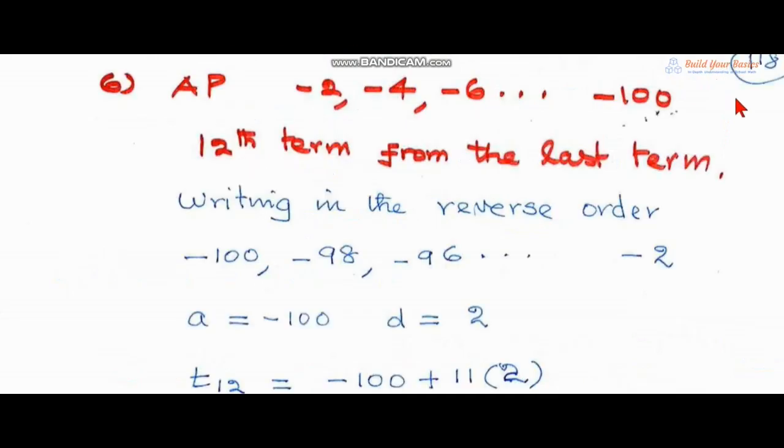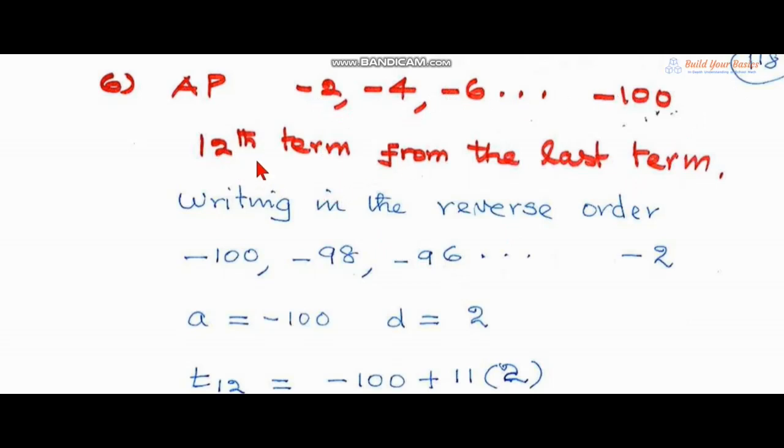Unit exercise 2, sum number 6. Find the 12th term from the last term of the AP minus 2, minus 4, minus 6, dot dot dot, minus 100. So we have to find the 12th term, not from the beginning, from the end.